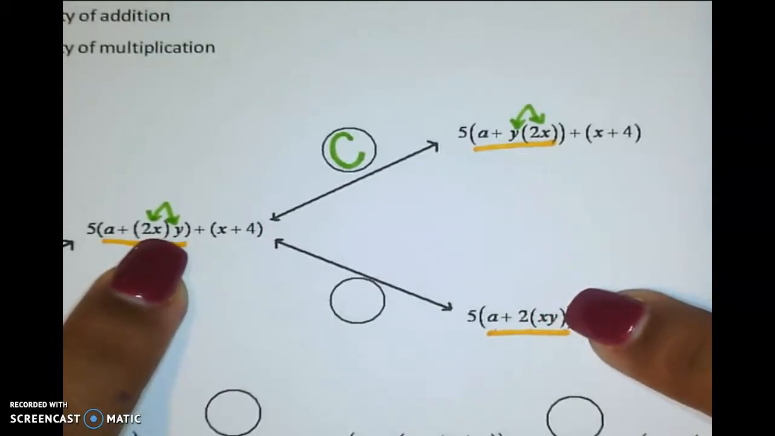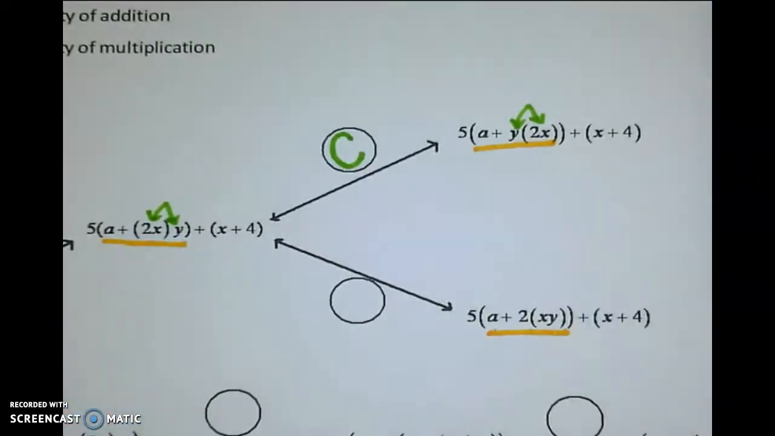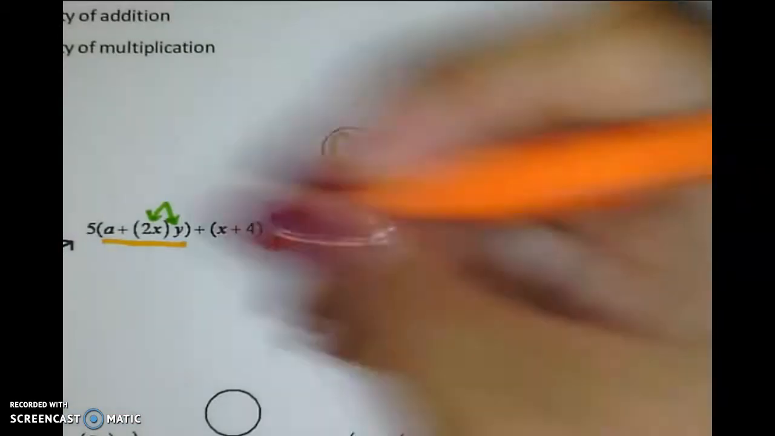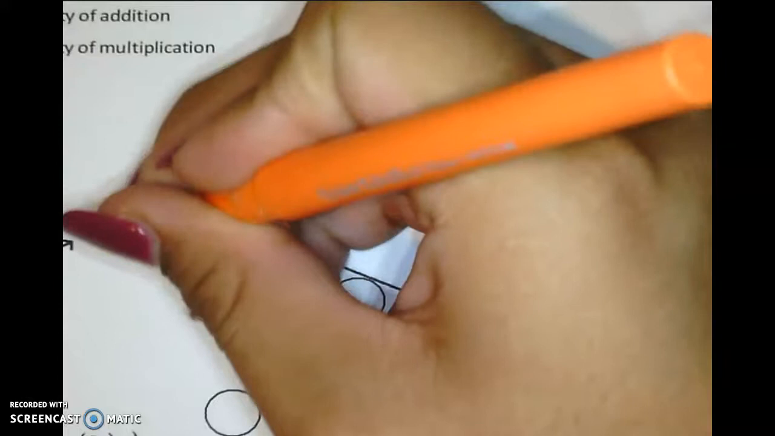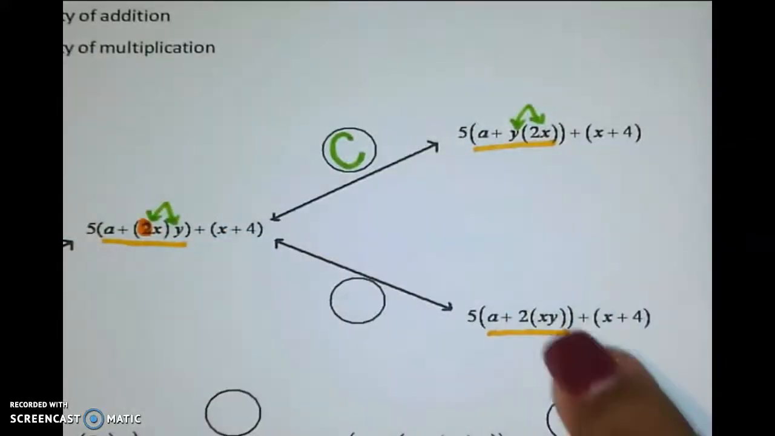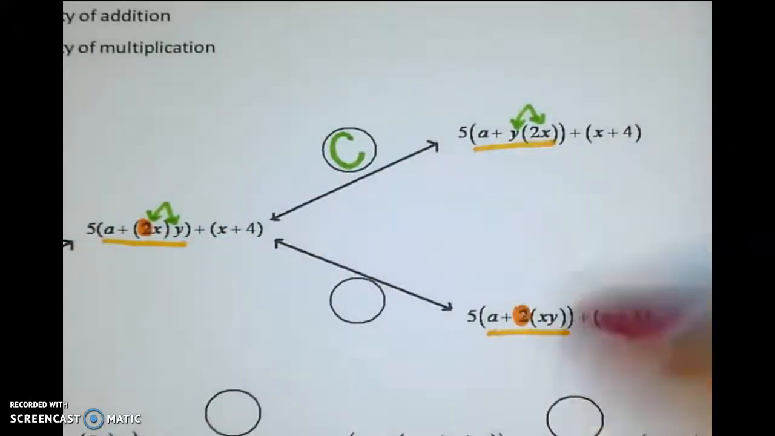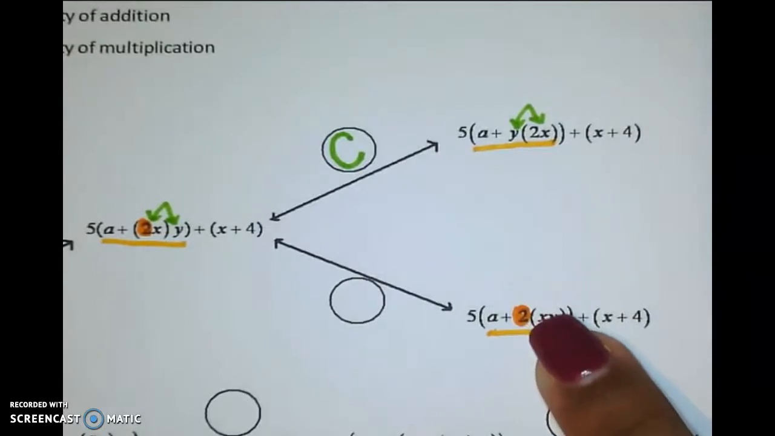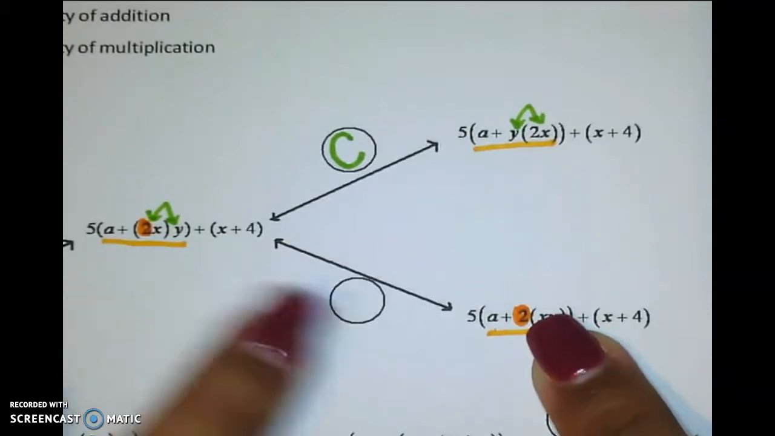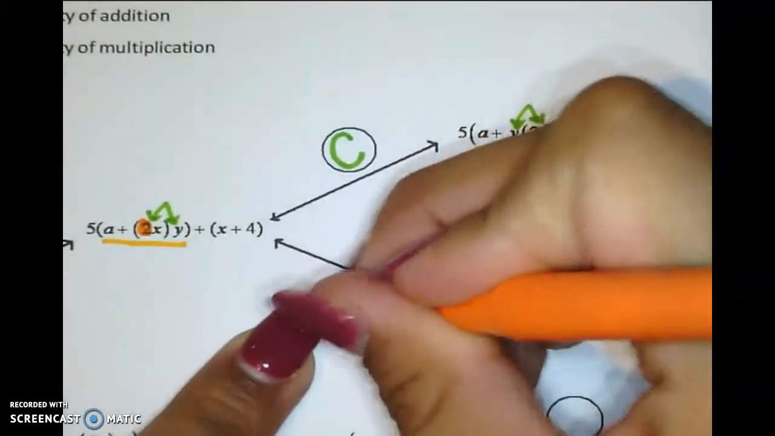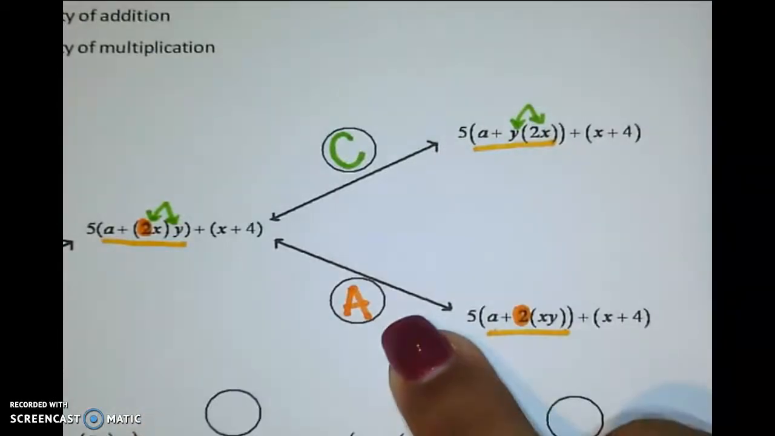Well, something changed right there. I noticed that the grouping, otherwise known as my parentheses, changed groups. So I see this 2 used to be inside the parentheses. Now that 2 is outside. If the grouping changes, so if my parentheses change, then I know it's going to be an associative property.